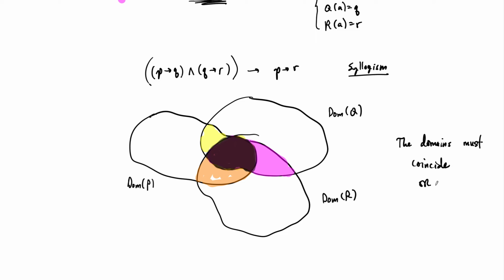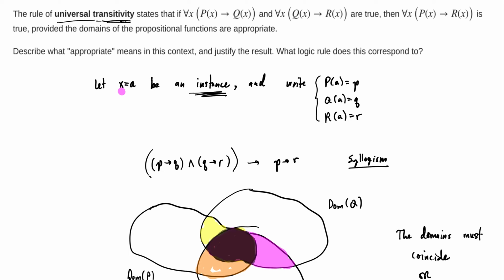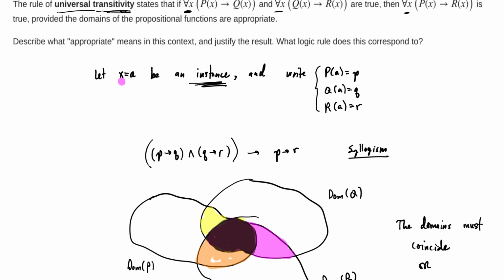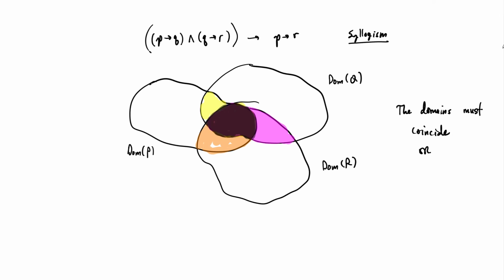Or the other option is that the statement up here doesn't actually apply to all x, it just applies to all x in this common intersection. So this universal statement applies to the domain, which, in other words, you have to redefine, and which would be the intersection of the domain of P, intersected with the domain of Q, intersected with the domain of R.